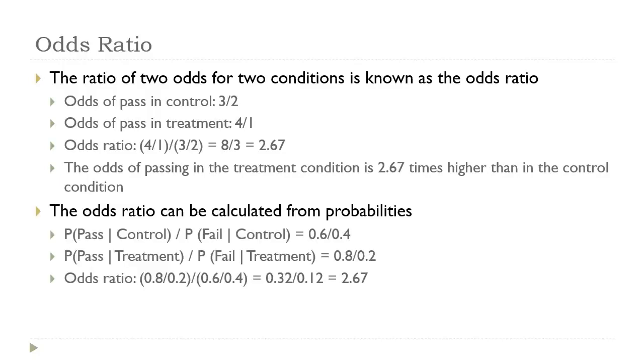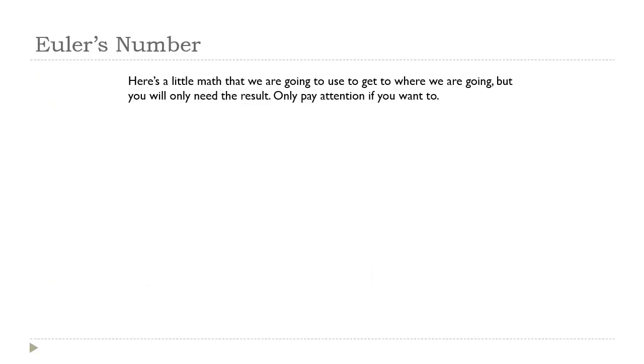The odds ratio can be calculated from probabilities as well as from frequencies. The probability of passing when you're in the control to the probability of failing when you're in the control is 0.6 to 0.4. The probability of passing in the treatment compared to the probability of failing in the treatment is 0.8 to 0.2. If you put those in a ratio, you get the same value of 2.67. So whether you're using probabilities, proportions, or frequencies, it does not matter. The important thing is that the odds ratio provides the effect of the treatment and does so by telling us how many times higher the odds are of passing in the treatment condition compared to the odds of passing in the control condition.